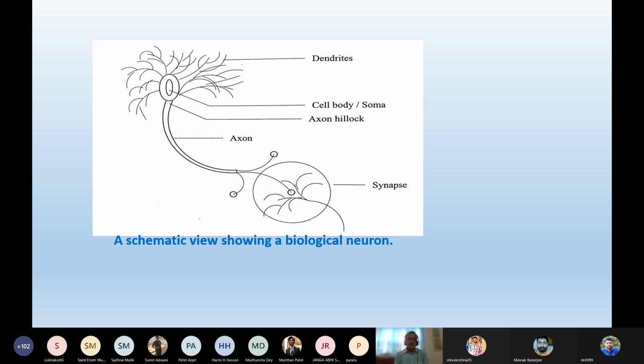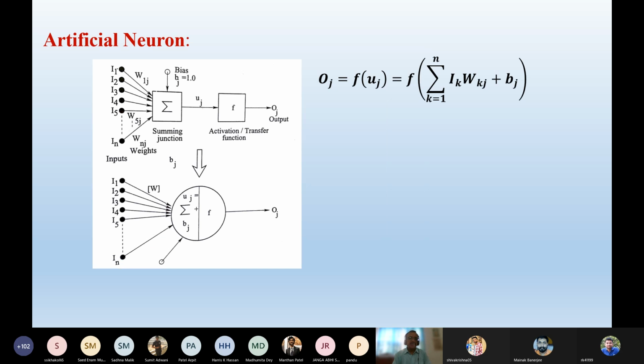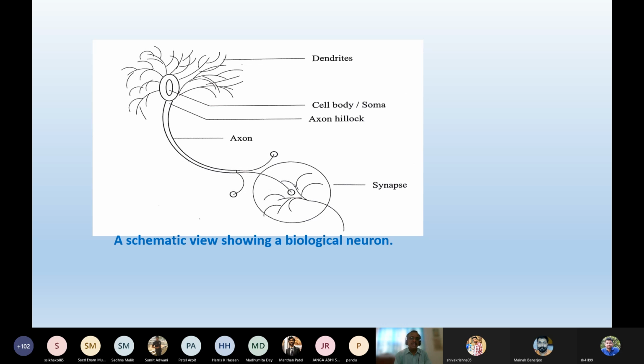Now let us see how to copy the working principle of the biological neuron in the artificial form, in the form of an artificial neuron. Now I am going to concentrate on a particular artificial neuron. Here you see the inputs are denoted by I1, I2, I3, I4, up to IN. So there are small n number of inputs collected with the help of dendrites. If you concentrate here, this information is collected with the help of the dendrites.